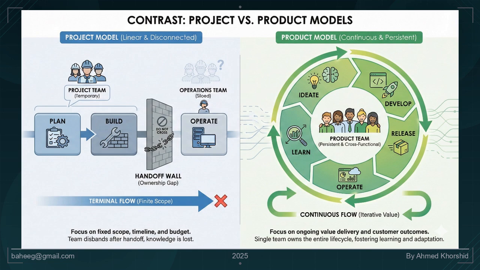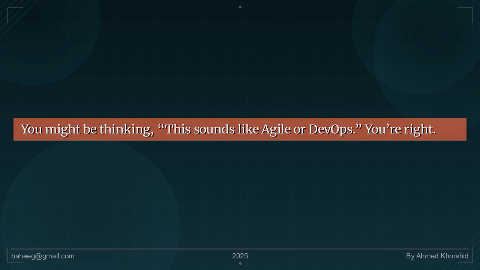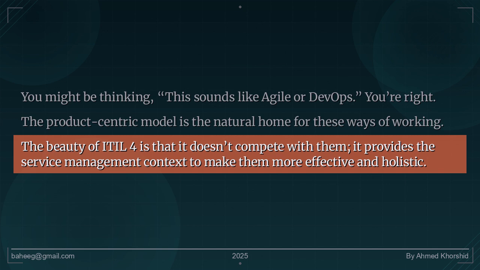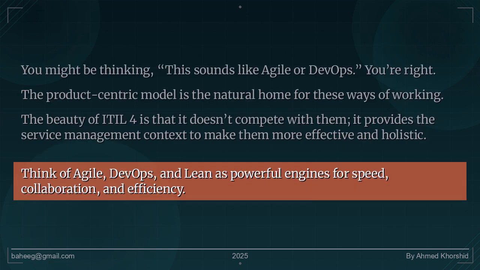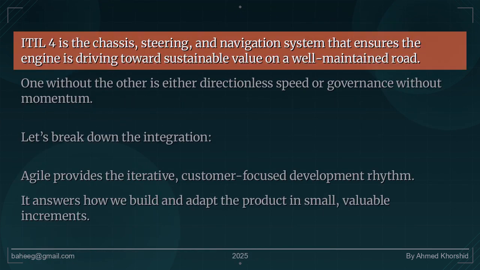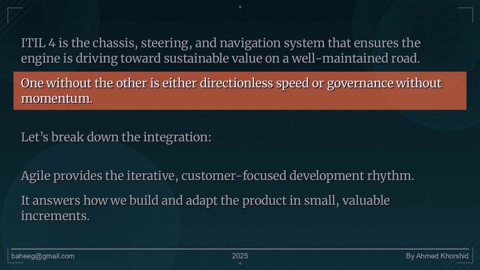in flow and ownership. You might be thinking, this sounds like Agile or DevOps. You're right. The product-centric model is the natural home for these ways of working. The beauty of ITIL 4 is that it doesn't compete with them, it provides the service management context to make them more effective and holistic. Think of Agile, DevOps, and Lean as powerful engines for speed, collaboration, and efficiency. ITIL 4 is the chassis, steering, and navigation system that ensures the engine is driving towards sustainable value on a well-maintained road. One without the other is either directionless speed or governance without momentum.